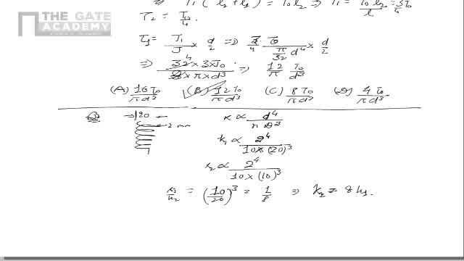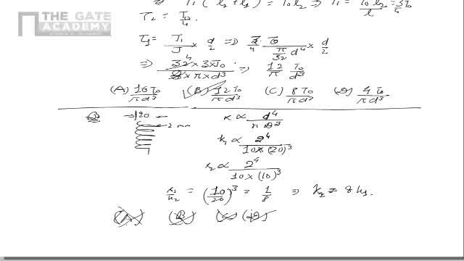So let's see the answers. Options are: decreased by 8 times, no. Decreased by 2 times, no. Increased by 2 times, no. Increased by 8 times, that's the right answer. So A is wrong, B is wrong, C is wrong, D is the right answer. That's the stiffness increases by 8 times.